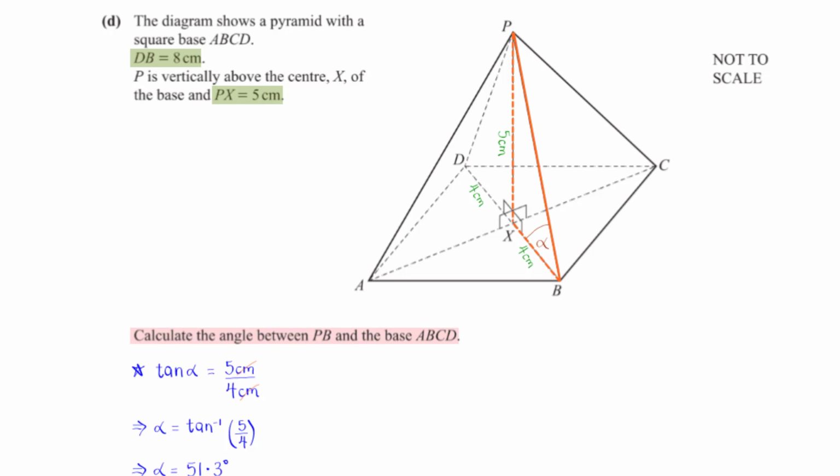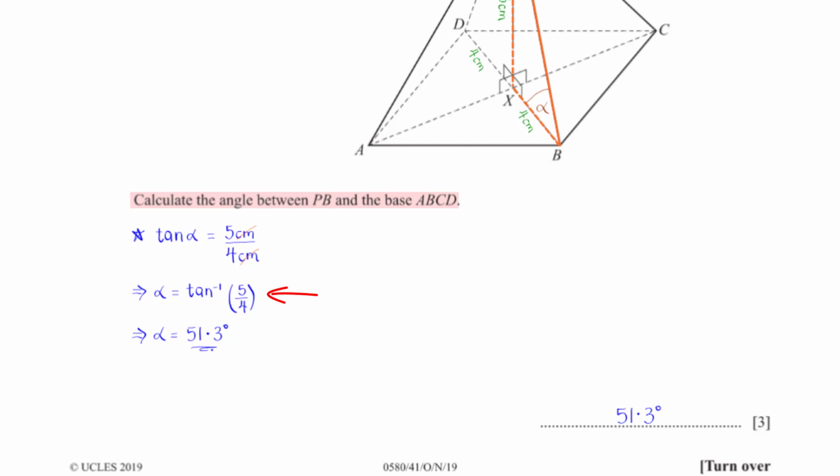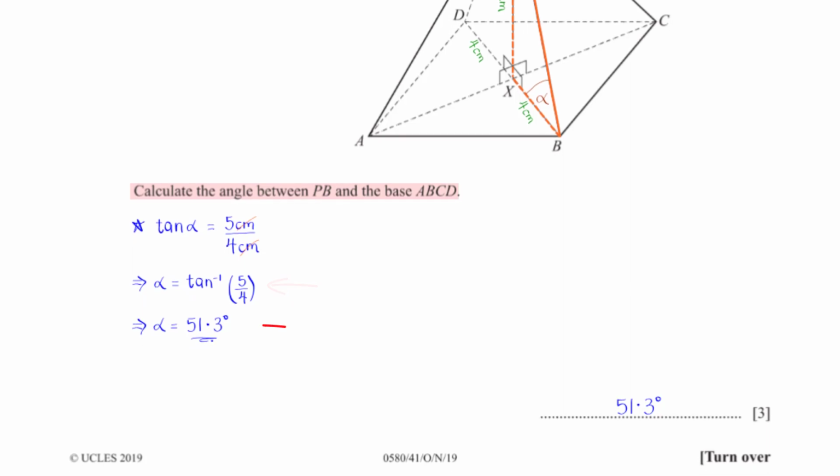On the diagram, we have labeled the angle between PB and the base as alpha. We can find alpha by applying SOHCAHTOA. This gives us tan alpha equals the opposite, which is 5 centimeters, divided by the adjacent, which is 4 centimeters. When we make alpha the subject of the equation, we have tan inverse of 5 over 4. When we type this into the calculator, we get 51.3 degrees, correct to 1 decimal place.